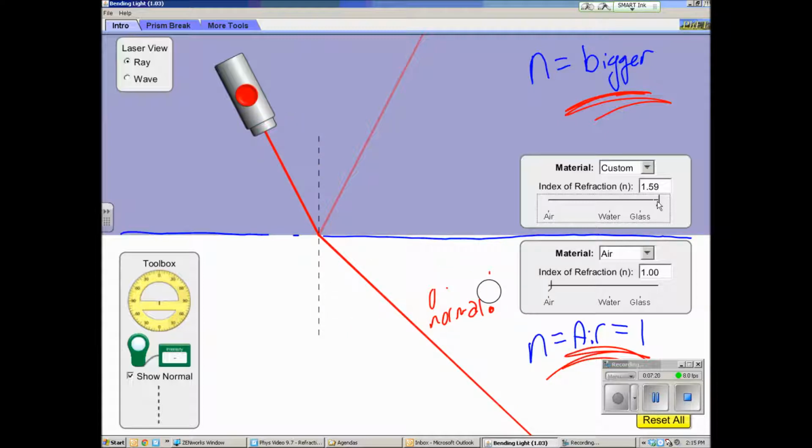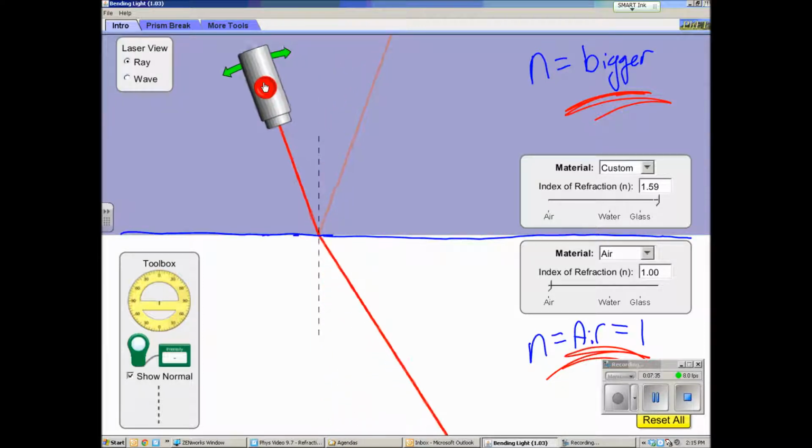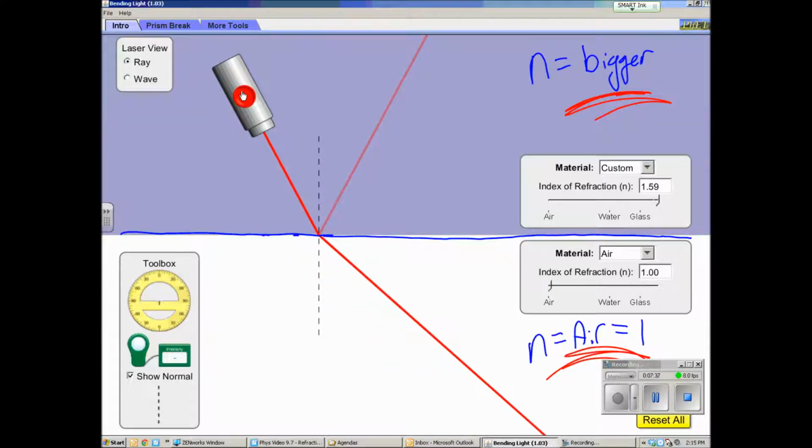Let's get rid of all this garbage here so the drawing doesn't get too cluttered. I'm going to start with the beam of light going straight in. So there it is. My beam of light is going straight into the boundary. My angle of incidence is 0 degrees. The beam of light just goes straight through. Okay, so watch what happens. As my angle of incidence gets bigger, watch the refracted beam.